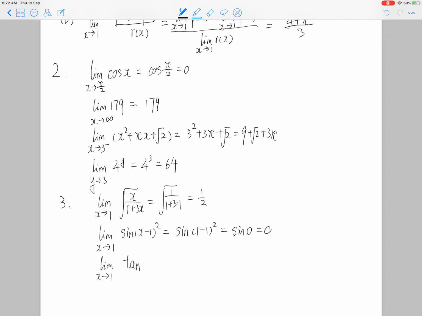Tangent of (2 minus x squared) pi over 3. For tangent, as long as x is not half pi or negative half pi, it is continuous. Now when you sub in x, it is pi over 3. So tangent of pi over 3 should be the square root of 3.